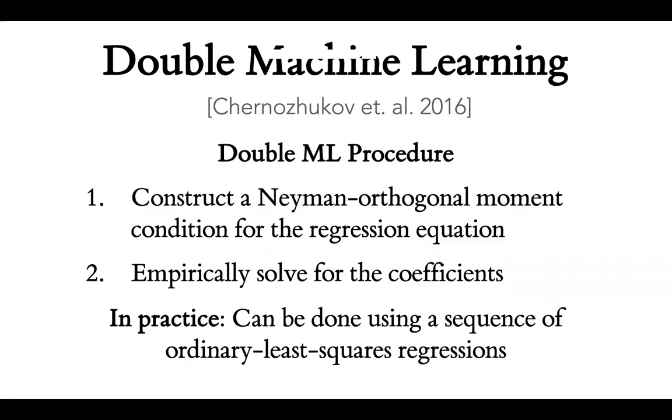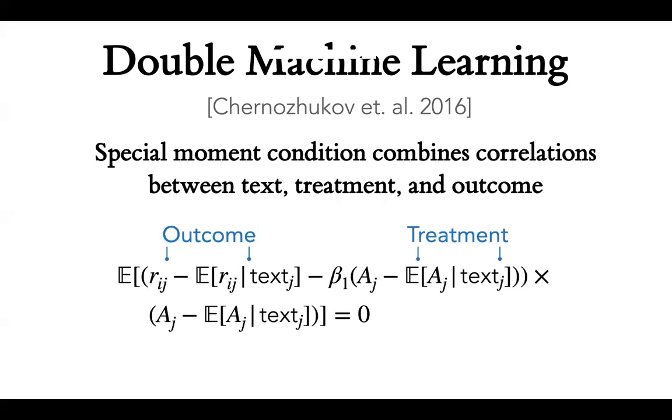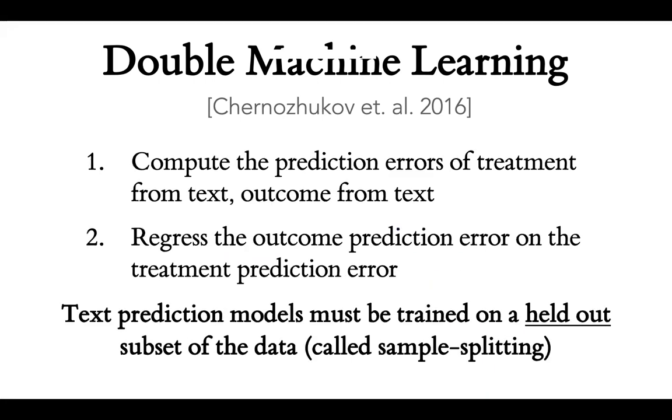And the procedure is you construct this equation and then you estimate the equation from data. In practice, to solve this equation, you just have to run a couple of regressions. You compute the prediction errors of the treatment and the prediction errors of the outcome from the text. So you have two prediction errors, and then you run a regression of the outcome prediction error on the treatment prediction error. You run a linear regression.